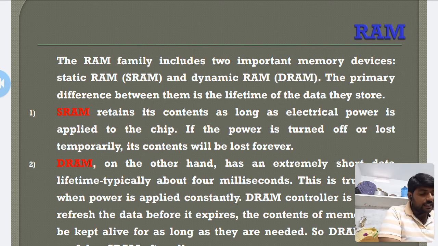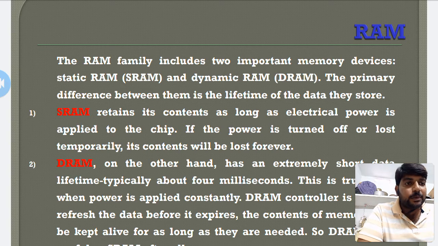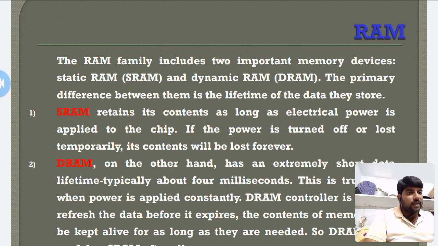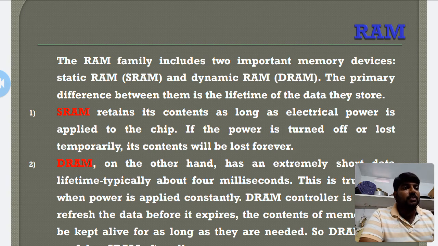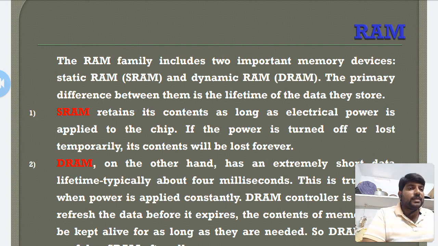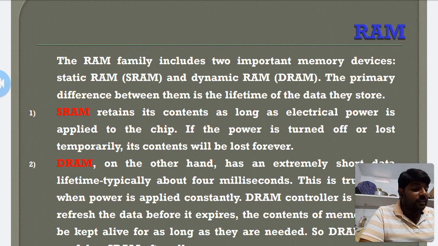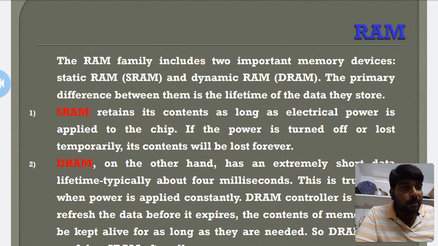The SRAM bit cell is implemented using 6 transistors. Four of the transistors are used for building the latch, the flip-flop part of the memory, and the other transistors are used for controlling access. So basically, static RAM stores the data in the form of voltages.